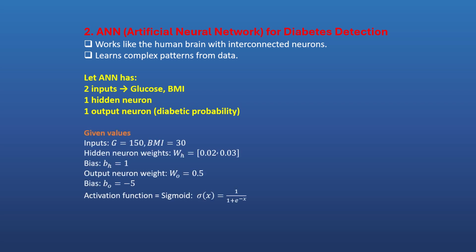Given values, inputs already we know: 150 and 30. Here the hidden neuron weights WH equal to 0.02 and 0.03 and bias equal to 1, and the output neuron weight equal to 0.5 and bias equal to -5. Here we use the activation function sigmoid, 1 by 1 plus e to the power minus x.